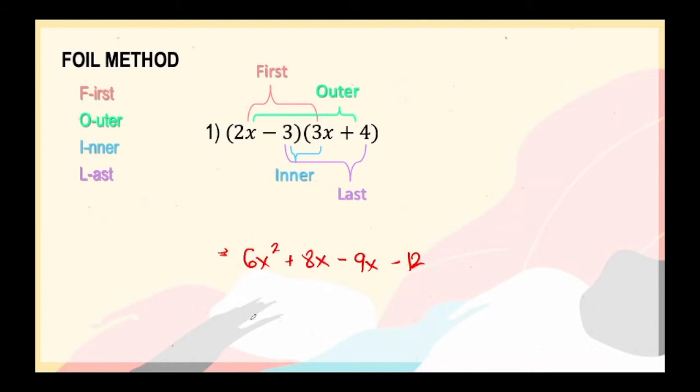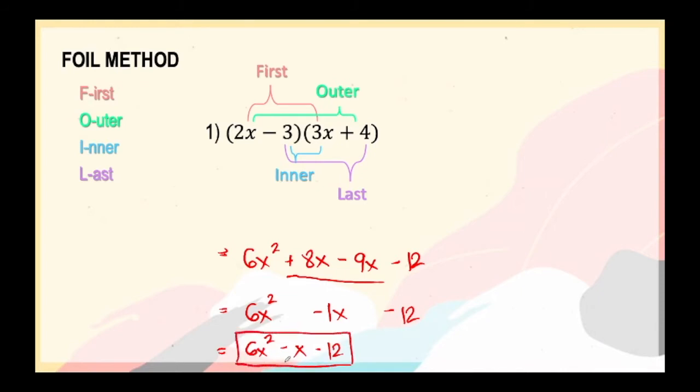And we have here positive 8x and negative 9x that are like terms or similar terms. So when we combine them, it would give us negative 1x, and this would now be our expression. For the final answer, we no longer write 1 as the numerical coefficient, so the final answer is 6x squared minus x minus 12. Always make sure that the final answer is expressed in a proper order, such that the terms are arranged in descending powers.